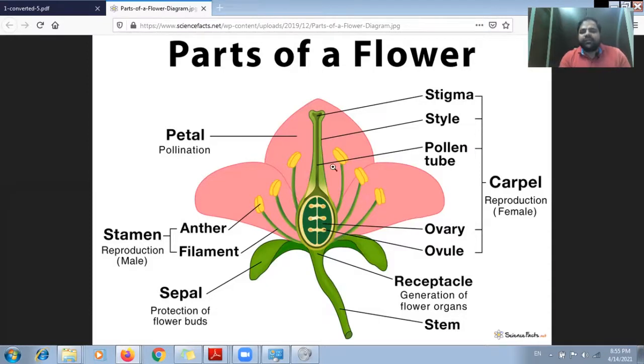And the third whorl is called the stamen, and the stamen is the male reproductive part of the flower. It is composed of two parts, anther and filament. The centralmost or innermost part of the flower is called the carpel, and the carpel is considered the female reproductive part of the flower. It is made up of style, stigma and ovary. So we can see how a typical flower looks.